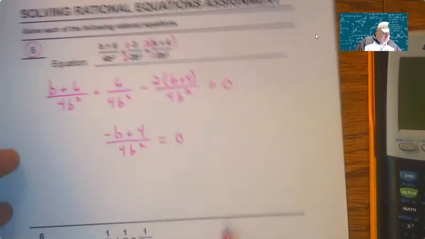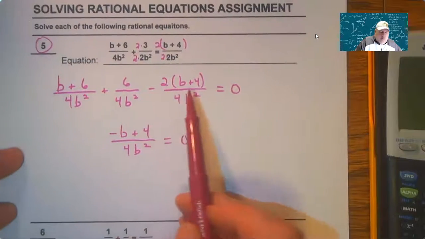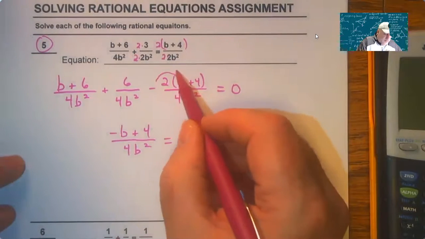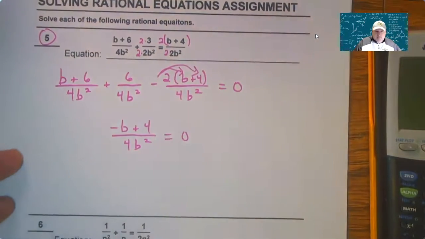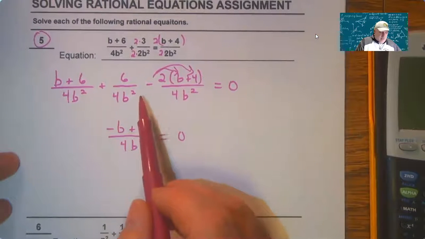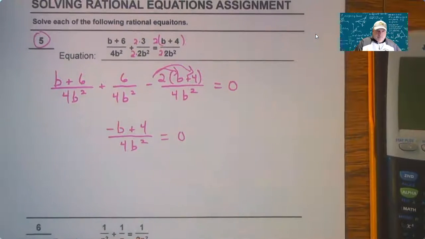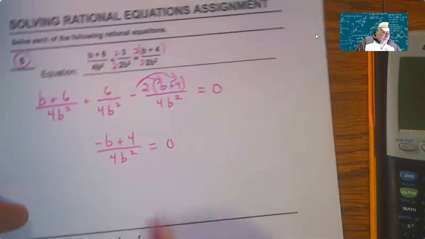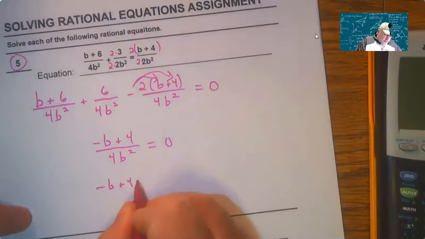How did I get negative b plus 4? So b minus 2b. You're running the negative 2 through this set of parentheses. And then 6 plus 6 is 12, minus 8 is 4. Now we take the top equal to 0 and solve.